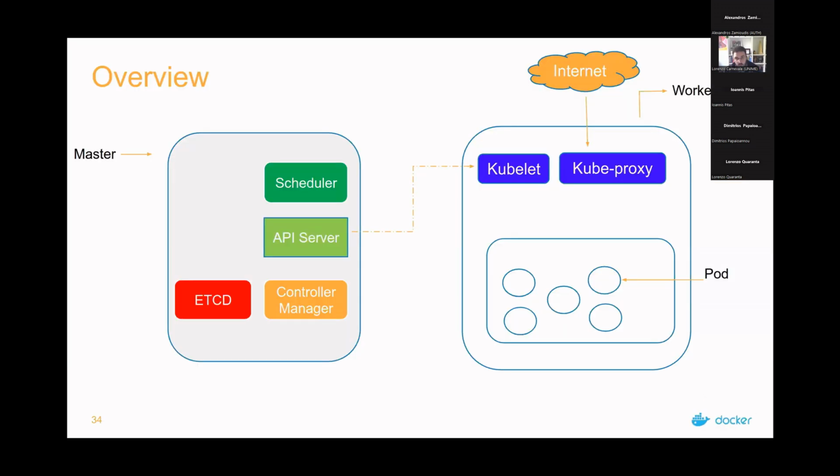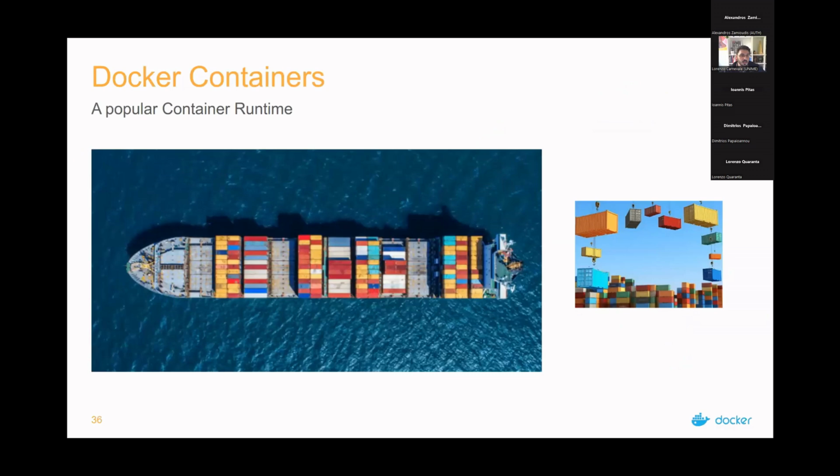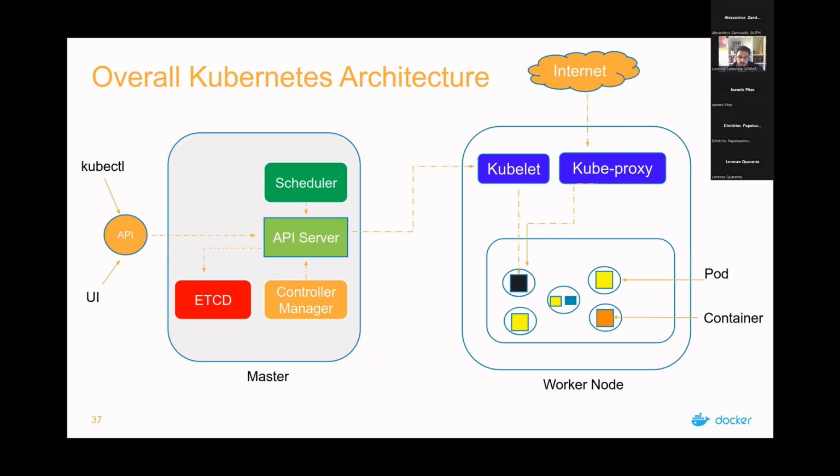Now let's talk about pods, because pods are small components that we can see there in the worker node, and these components contain the containers. So in Kubernetes, the containers, for instance, the Docker containers, are put inside the pods. Of course, Docker is exactly the popular container engine that we already discussed before. So we can see that the overall Kubernetes architecture is the one that we have here.